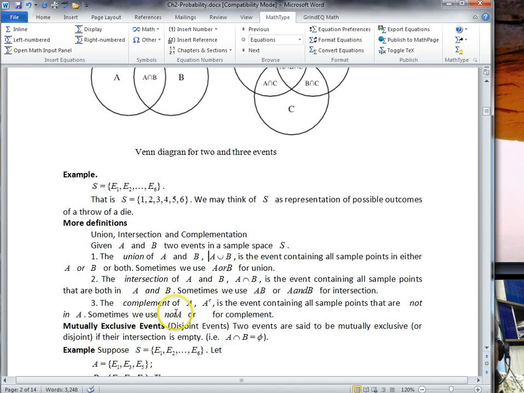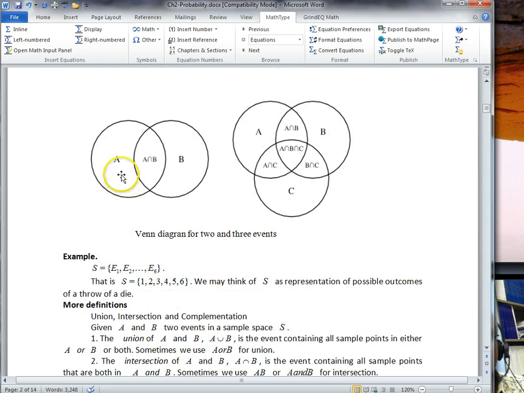The complement of an event, we use A little c for complement. Sometimes people use bar for complement, or not A. Anything that's not in A would be the complement. And if that's your universal set, anything that's not in A would be the A complement.